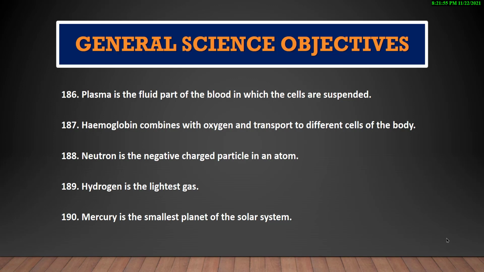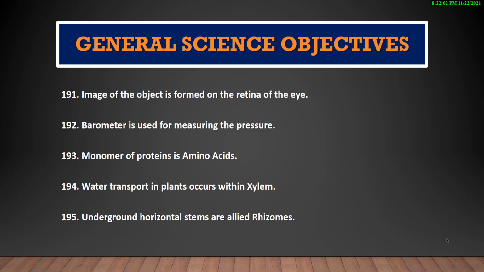Mercury is the smallest planet of the solar system. Image of the object is formed on the retina of the eye. Barometer is used for measuring pressure. Monomer of proteins is amino acids. Water transport in plants occurs within xylem. Underground horizontal stems are called rhizomes.